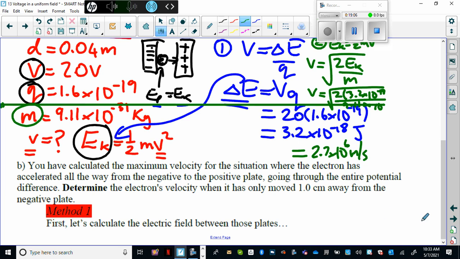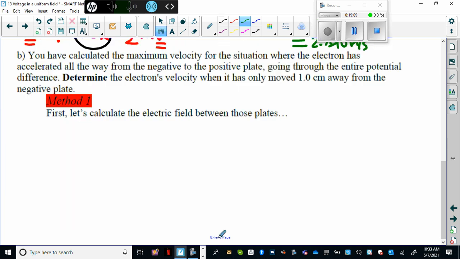Okay, so part B, you've calculated the maximum velocity for this situation where the electron has accelerated all the way from the negative to the positive, going through the entire potential difference. Determine the electron's velocity when it has only moved 1 centimeter away from the negative plate. Okay, so this is definitely a thinking person's question. Here's our plates.